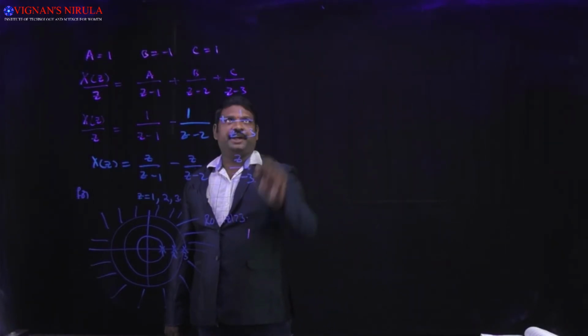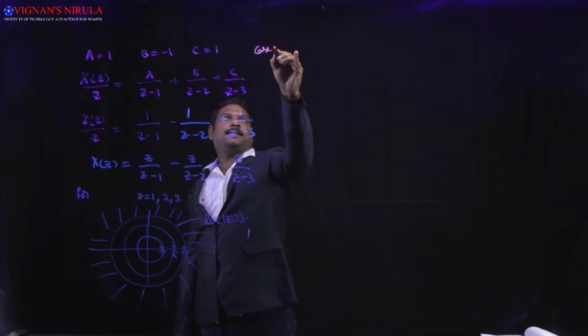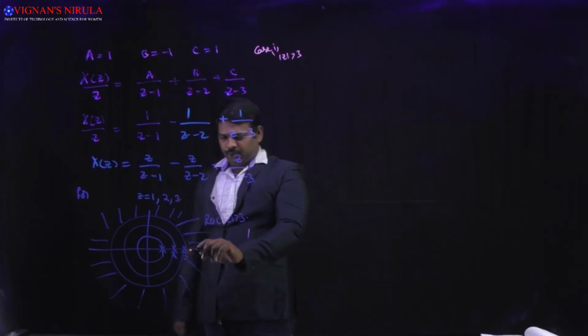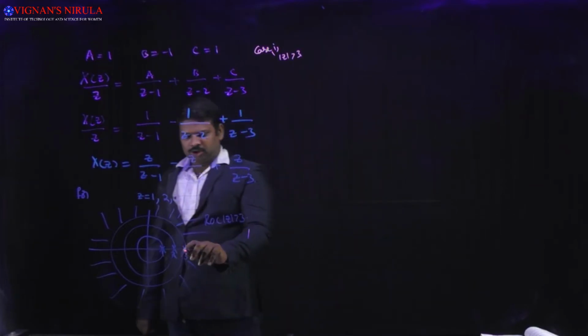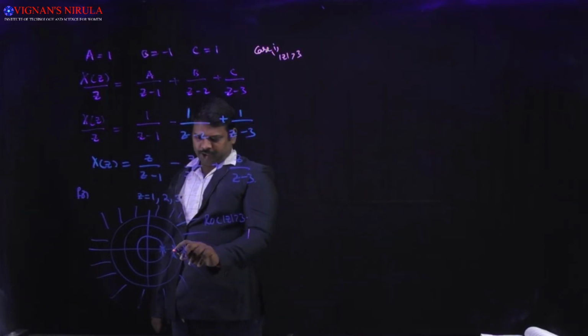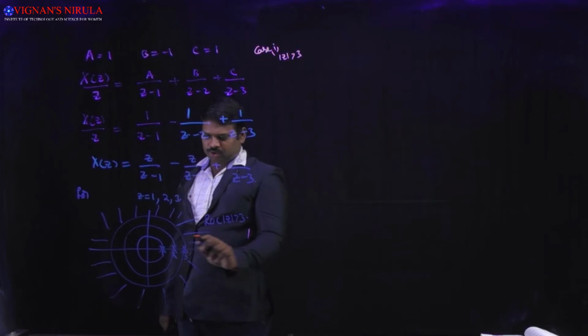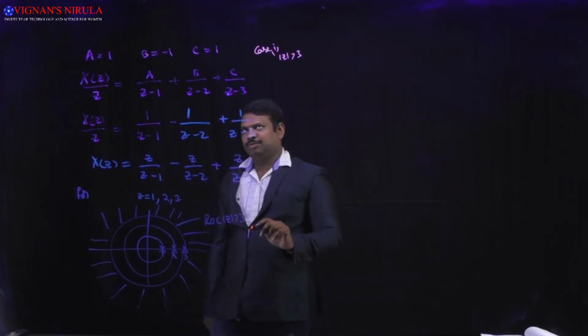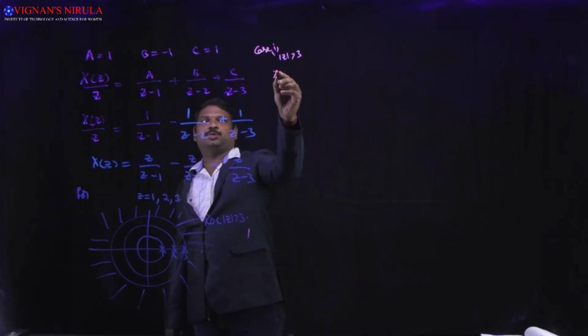For the first case of the ROC, in case 1, that's mod z greater than 3. Looking at the pole 3, the ROC is outside. Similarly, looking at the pole 2, the ROC is outside. Looking at the pole 1, the ROC is outside. Therefore, we can write it as a causal sequence only.